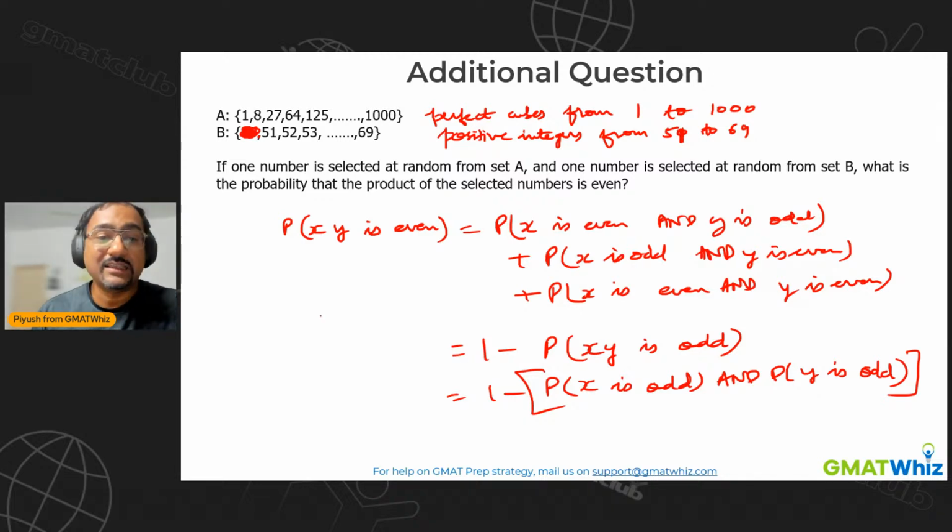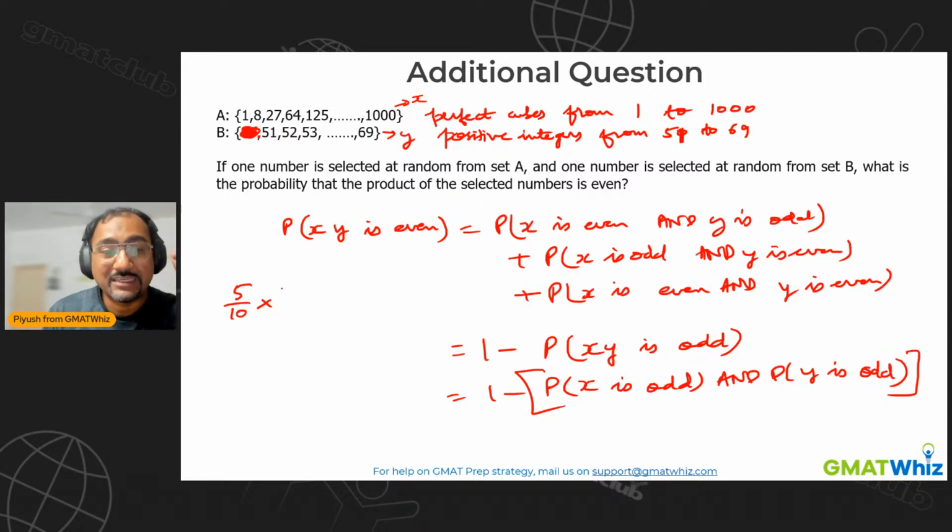So if you understand this, we just have to calculate the probability of x being odd. Now, x is basically the element that I selected from set A. So there are 5 odd numbers out of 10 numbers there, so it's 5 by 10 or 1 by 2, whatever you want to write. In the second one, if you see in set B, there are a total of 19 terms, out of which 10 are odd and 9 are even, basically.